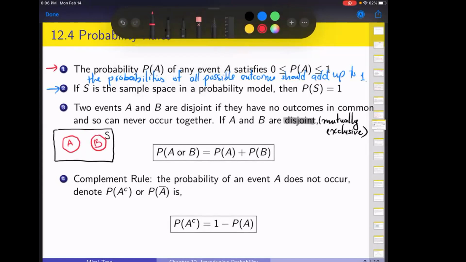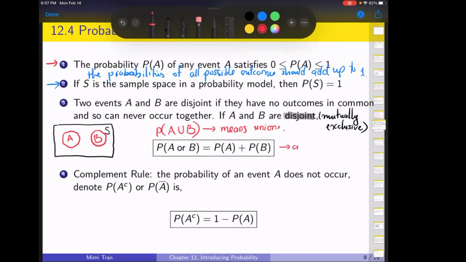Because A and B are disjoint, they have no intersection. And when you see or, that means union. So A or B means union. I'm gonna use this notation a lot. That's the big U, that's or. We call it a cup. So A cup B means A or B. Union means together, right? You add up the two balls. In this case, because the two balls have no intersection, it's just P of A plus P of B. So this is the addition rule for disjoint events.